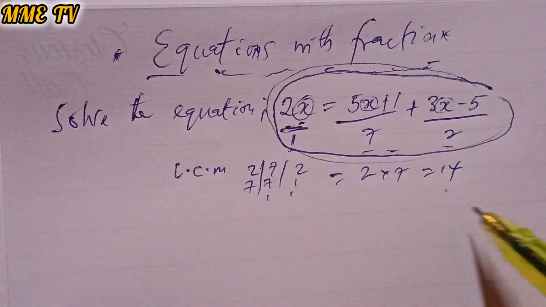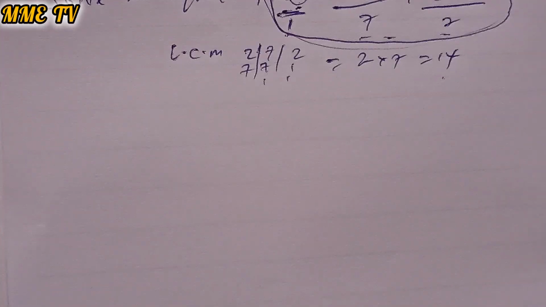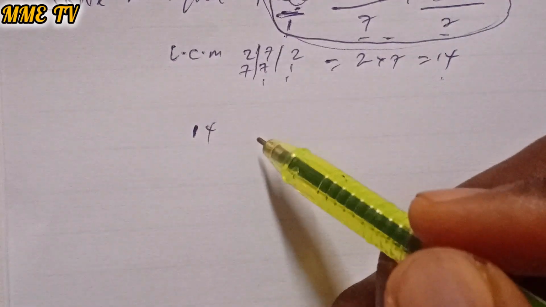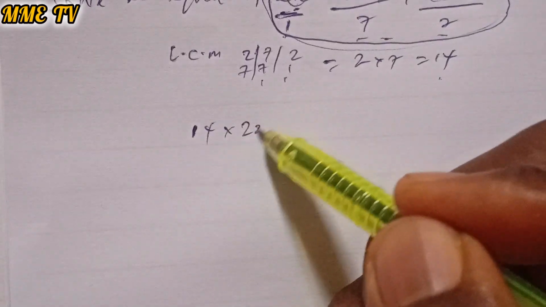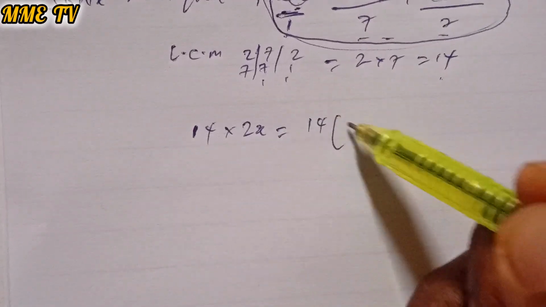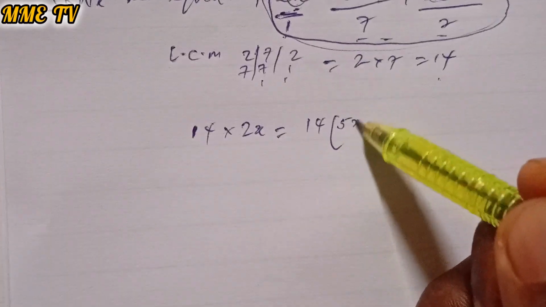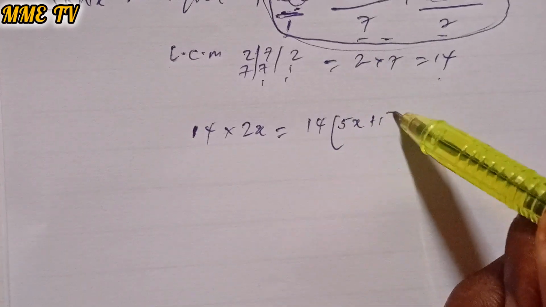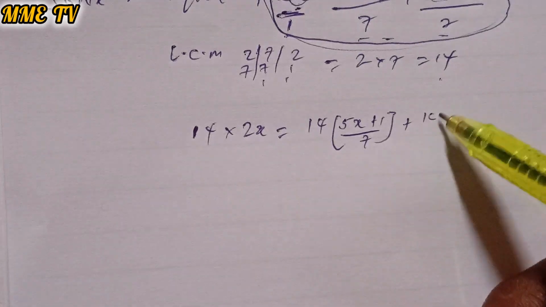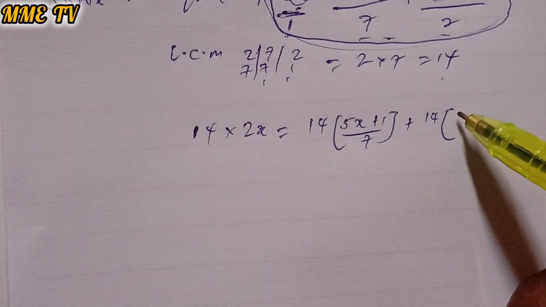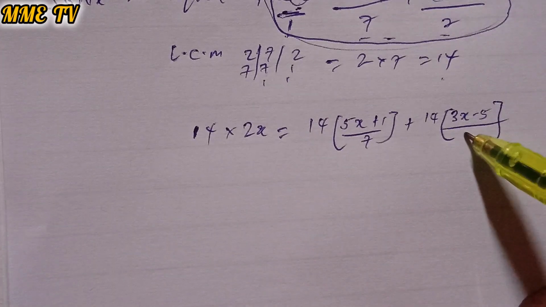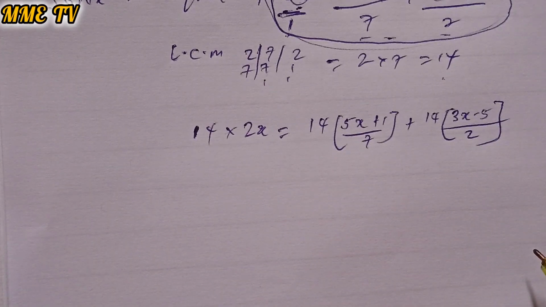I hope you are following me. Now, let's go on this journey. What do I mean by that? I will say 14 multiplied by 2x is equal to 14 multiplied by (5x plus 1) all over 7, plus 14 again, multiplying (3x minus 5) all over 2. I hope this is very clear.